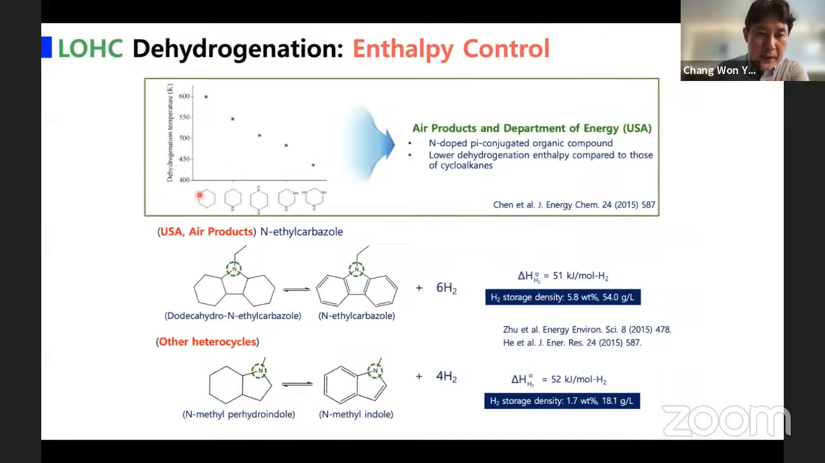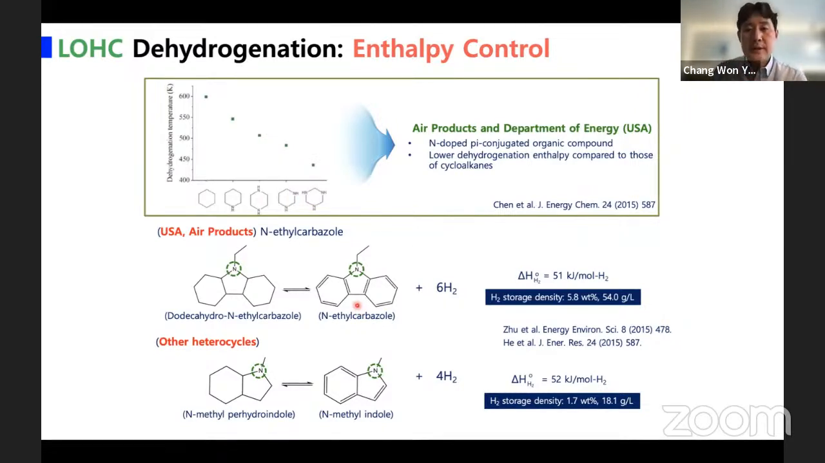So to decrease the dehydrogenation energy, what some scientists actually did is introduce a heteroatom here. So for example, in this six-carbon ring here, if you add nitrogen, the dehydrogenation enthalpy decreases, so the dehydrogenation temperature can be decreased. And if you introduce 2 heteroatoms in the ring, the temperature decreases more and more.